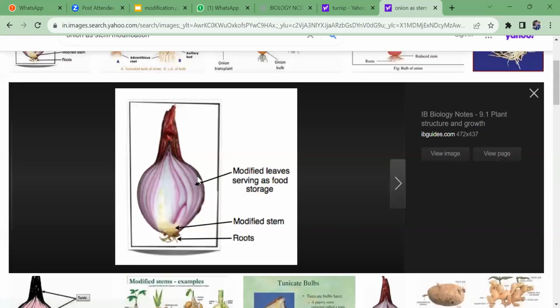So look at this structure. ये अनियन का white color part, we don't put it for cooking, no? So this white part is the stem. ये है अनियन का actually stem. And what do we eat? ये जो हम लोग ये पार्ट खाते हैं ना, these are the leaves. देखो लिखा है modified leaves serving as food storage. So in the leaves, onion is storing the food.